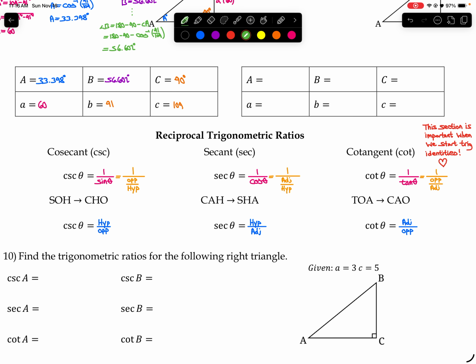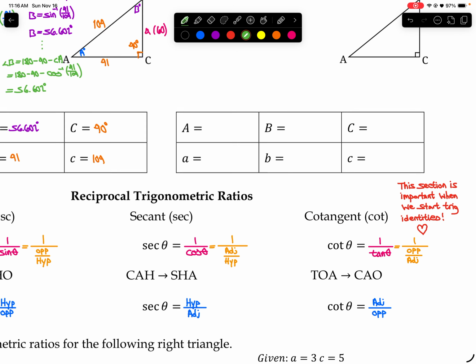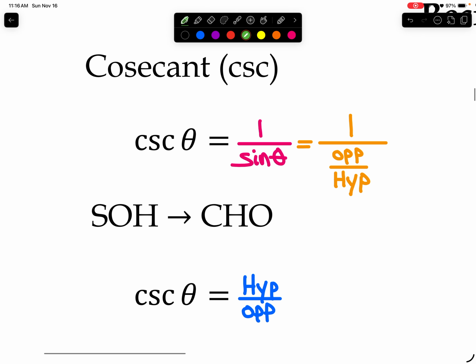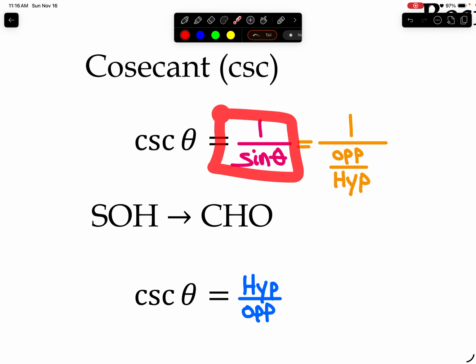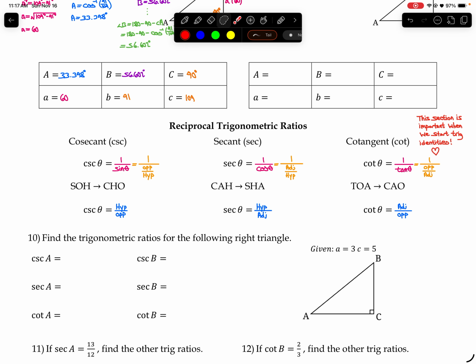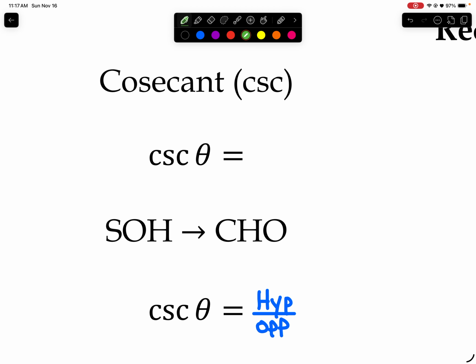So the first ones we're going to look at is what we call the reciprocal trigonometric ratios. Now, I will say this is going to be very important when we start trig identities, which is my favorite unit. So the trig reciprocal ratios here is we're going to be doing 1 over sine, and then that's going to give you another trig ratio. So in this case, cosecant. Actually, I should have left these blank and then we'll go through these. That's okay. All right, so cosecant here is actually going to be 1 over sine of theta.